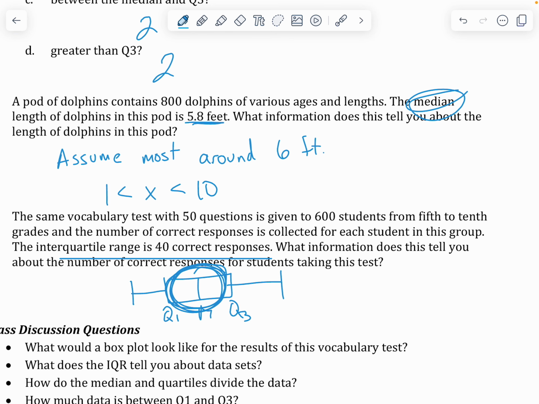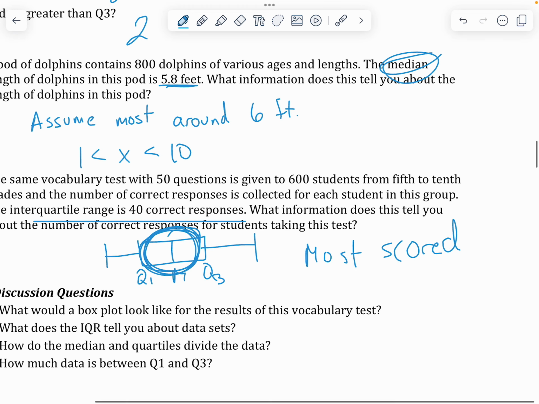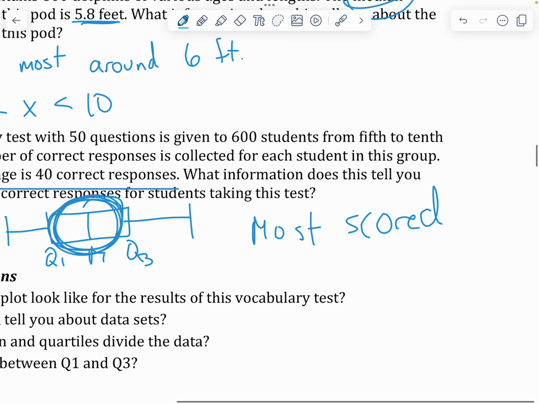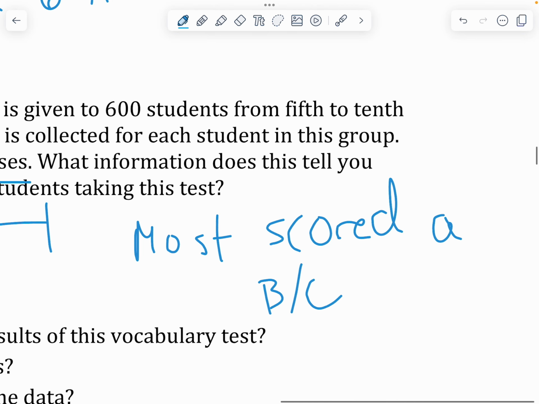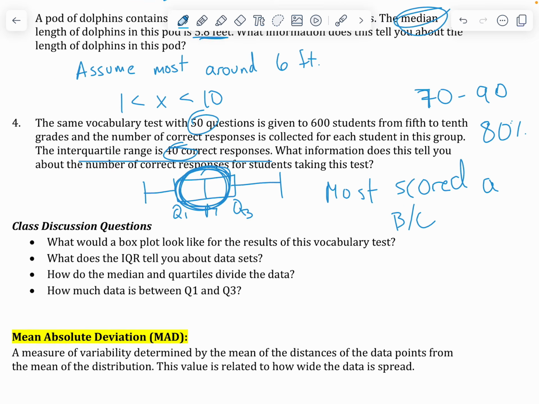So that's saying that most scored around a B or a C. Because 40 out of 50 is 80%, which is a B minus. So we would think that most people scored somewhere between 70 to 90, right? 90 being an A minus, 70 being a C minus. So my guess is that in the interquartile range, they're probably going to be around a B or a C average.